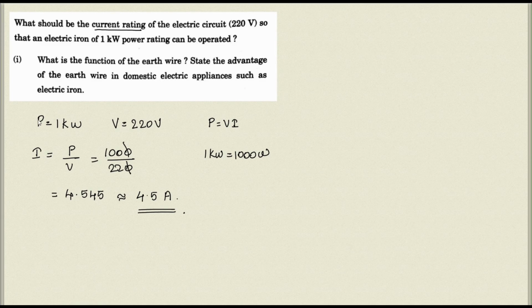Now, next part of the question, so this was the first part. Next, the sub question is, what is the function of earth wire? State the advantage of earth wire in domestic electric appliances such as electric iron. Now, the function of earth wire is that it can be used as a safety measure in the electrical circuits, in the electrical devices. That is its function. It is ensuring safety. Now, how does it work? What are the advantages of using earth wire?